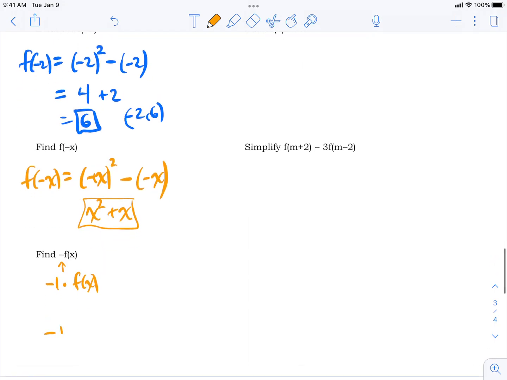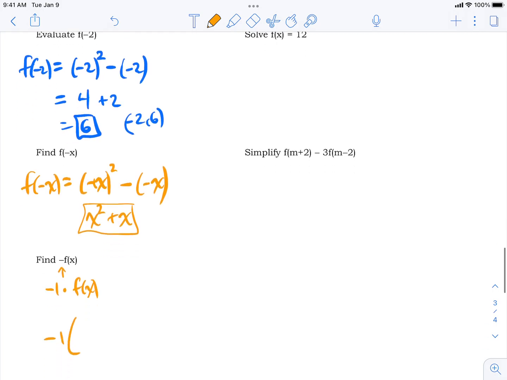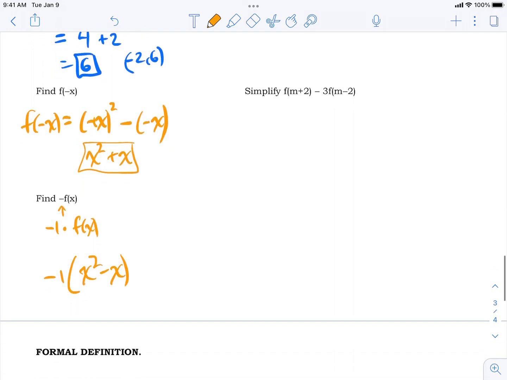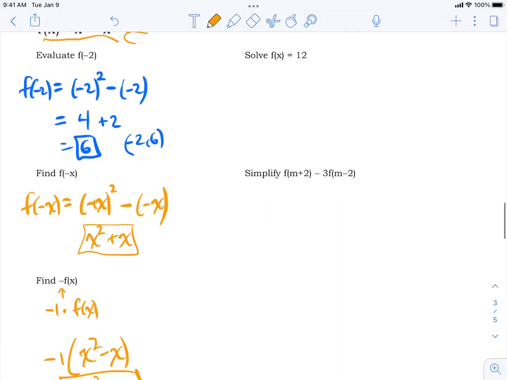So I go -1, and then I write my function down. My function is this, x squared minus x. And so what are we getting? Well, if I distribute, we're getting -x squared plus x. So notice these two things are not the same. It depends an awful lot on where the negative is. Is the negative being plugged in, or is the negative out front? Makes all the difference in the world.